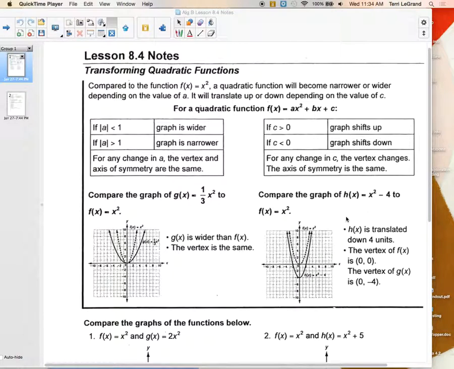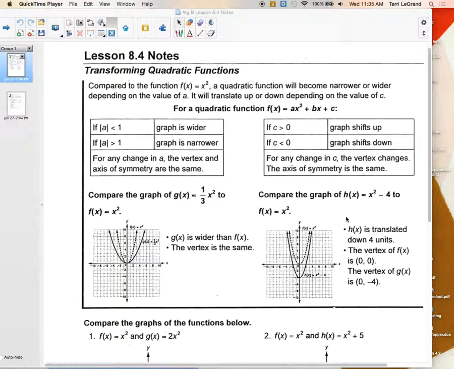L.8.4, when we're transforming quadratic functions, here's what you need to make sure you know how to do. I can compare the graphs of quadratic functions. You're going to be comparing graphs of quadratic functions and be able to describe the transformation, or in other words, how is this one different than that one and what caused that?